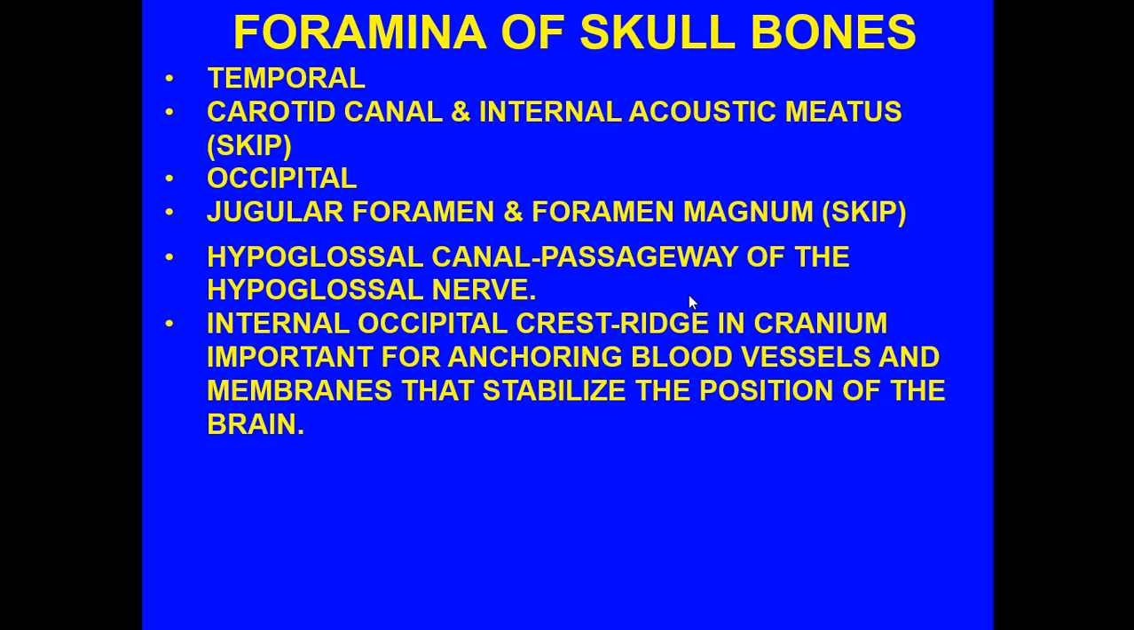In the occipital, we've already talked about the jugular foramen and the foramen magnum. We do need to be mindful of the hypoglossal canal, which is a passageway for the hypoglossal nerve. That also is one of the cranial nerves. Then we have the internal occipital crest. This is a ridge in the cranium. It is very, very important for anchoring blood vessels and membranes that stabilize the position of the brain.